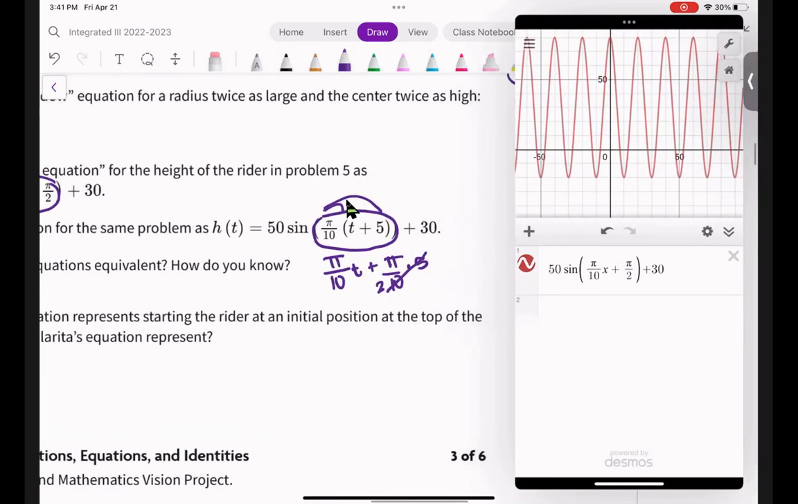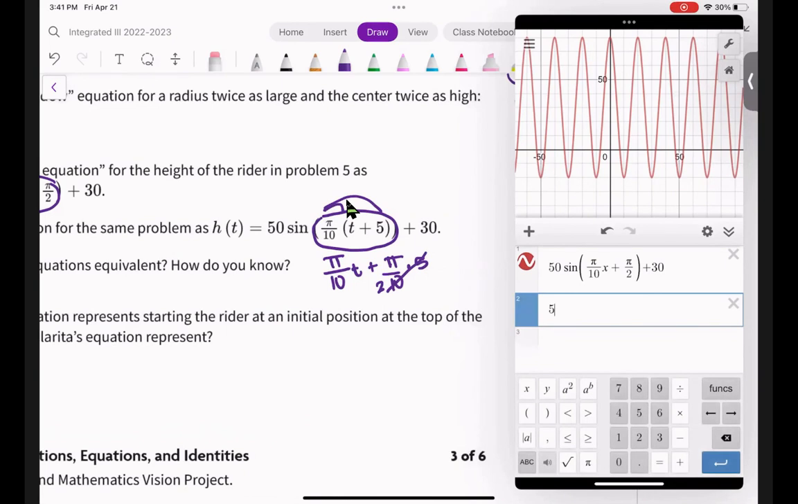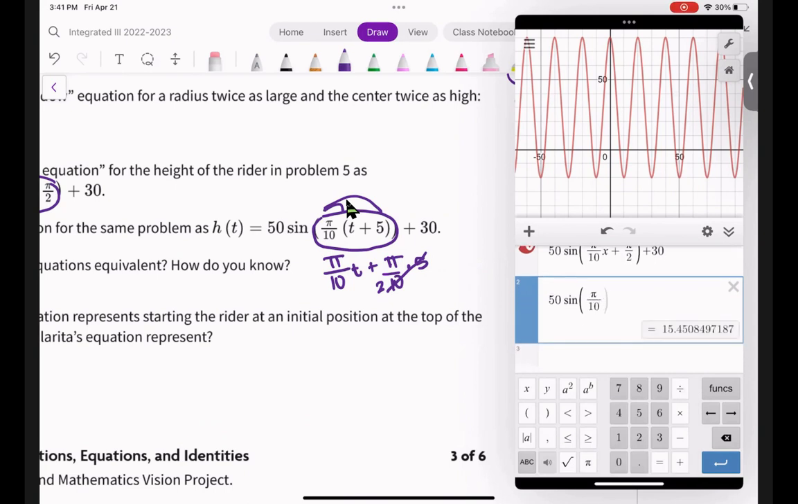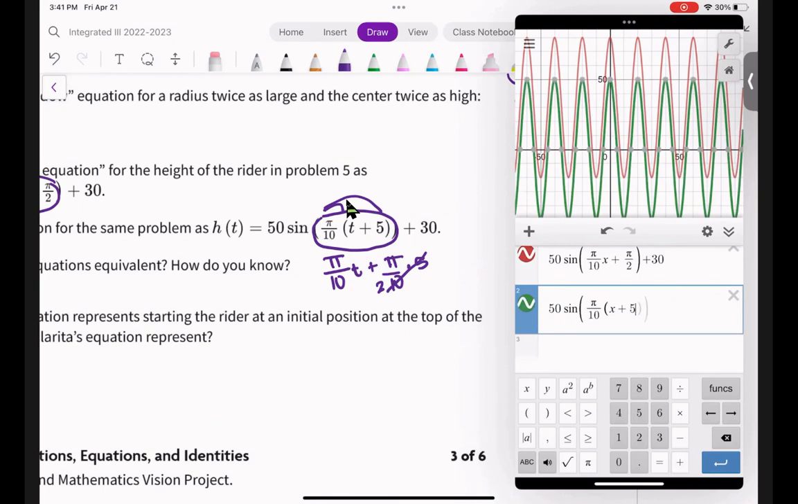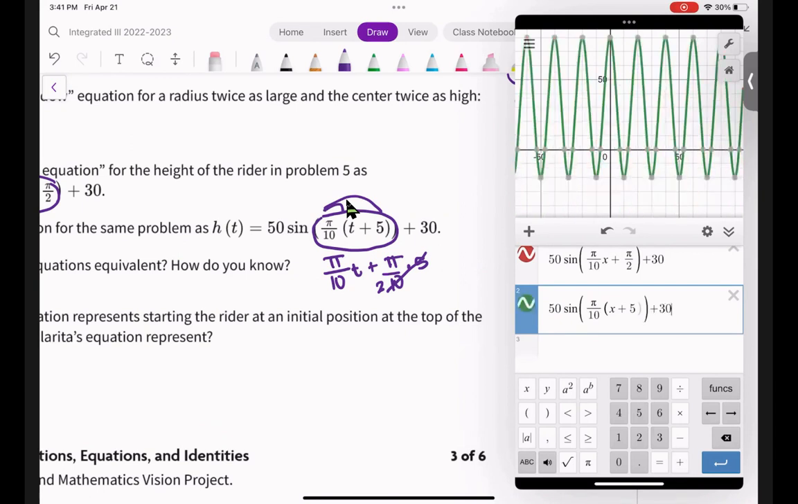So let me plug this in here. 50 sine of pi over 10, and then parentheses x plus 5, plus 30. I don't know if you noticed, but they're the exact same. So I'm going to take off green.